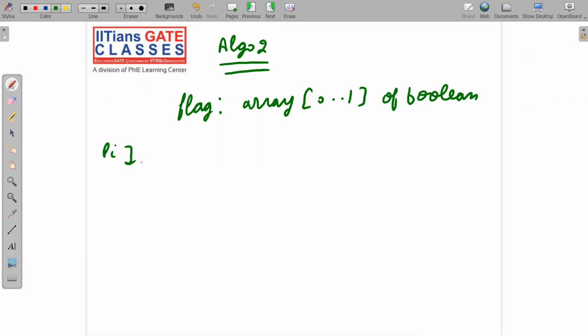So I am writing the code of PI. Similarly, we can write the code of PJ also. PI code is: while flag J.